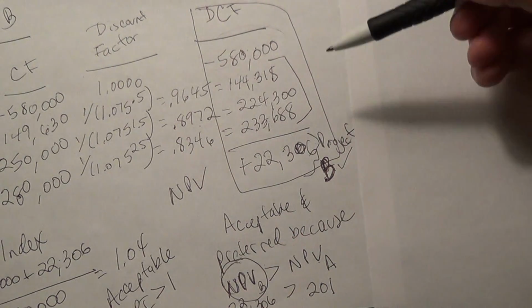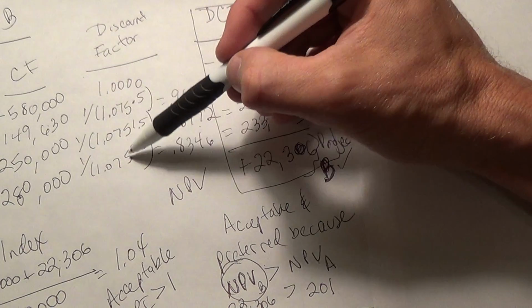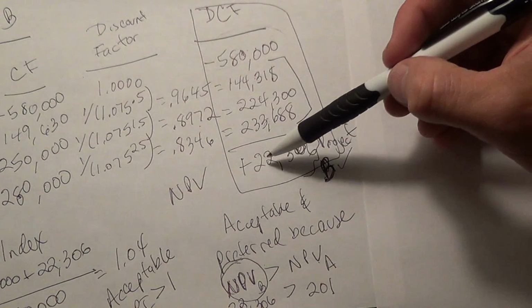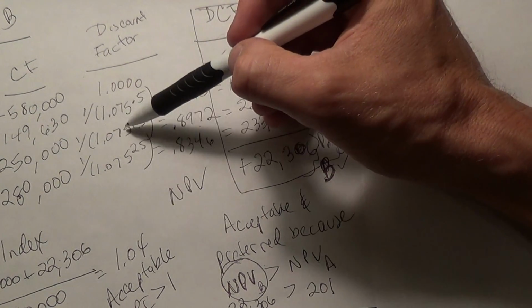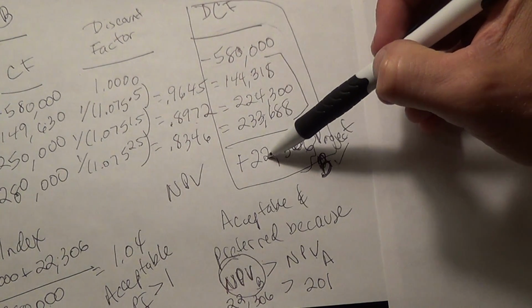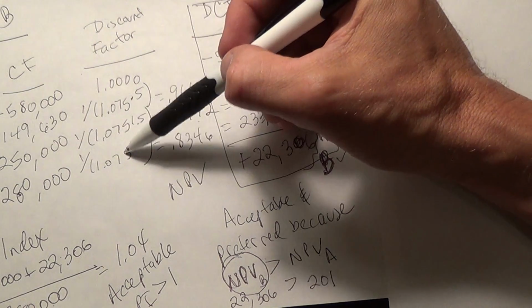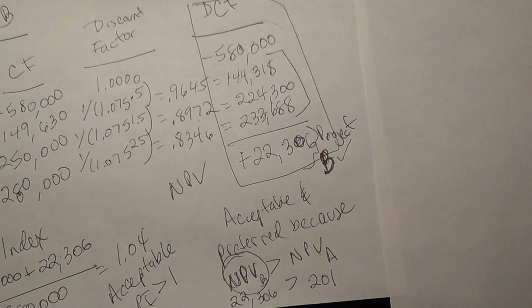Well, what the IRR says is what rate do we need to use here in our discount factors? What number do we need to use such that this 22,306 goes exactly to 0? The higher this number, the smaller our discounted cash flows would be. Since our net present value is positive, then obviously the internal rate of return is greater than 7.5%. So we need to try a higher number.